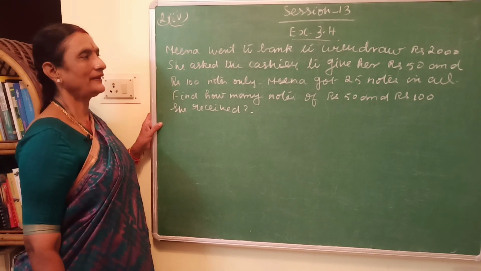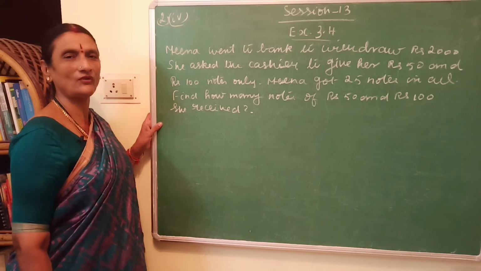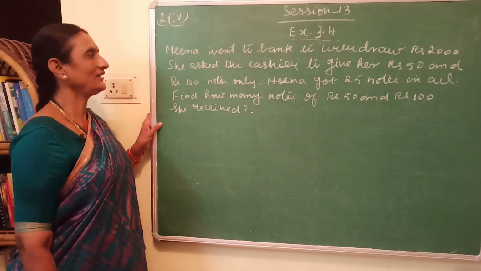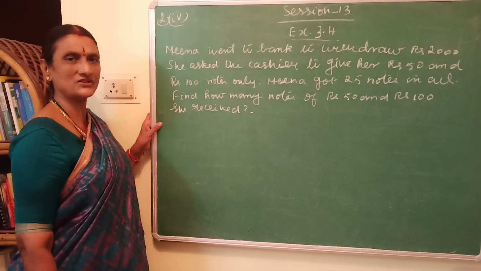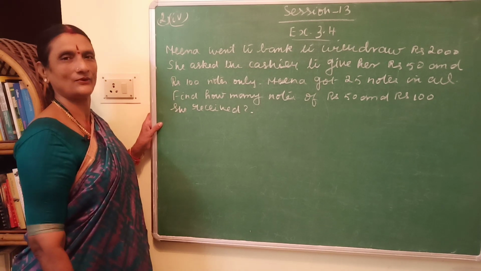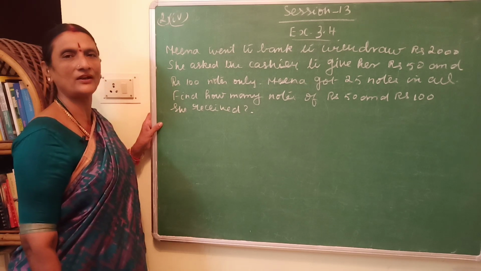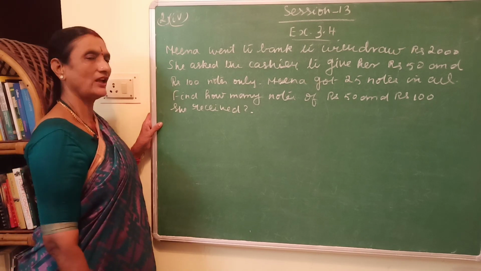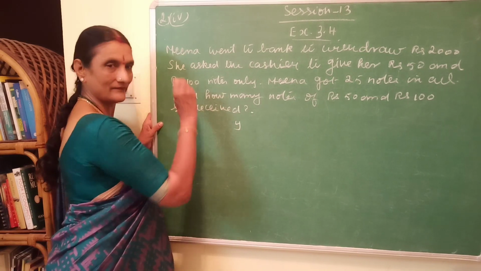Meena got 25 notes in all. So here the 25 notes is not the value, it is only the number of notes, including the 50 rupee notes and 100 rupee notes together. She got only 25 notes. Now find how many notes of rupees 50 and how many notes of rupees 100 she received is the question. Now as usual, you should have two columns, x and y.